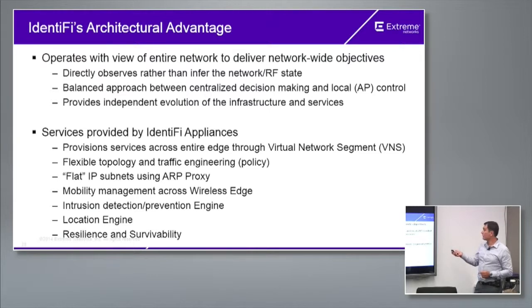And very important is the independent evolution of infrastructure and service. What does it mean? You have a sliced network. Each service looks at the network as its own domain, isolated from the others. You don't have to replace the network in order to provide new services, and adding new services to the network is orthogonal to the physical infrastructure.